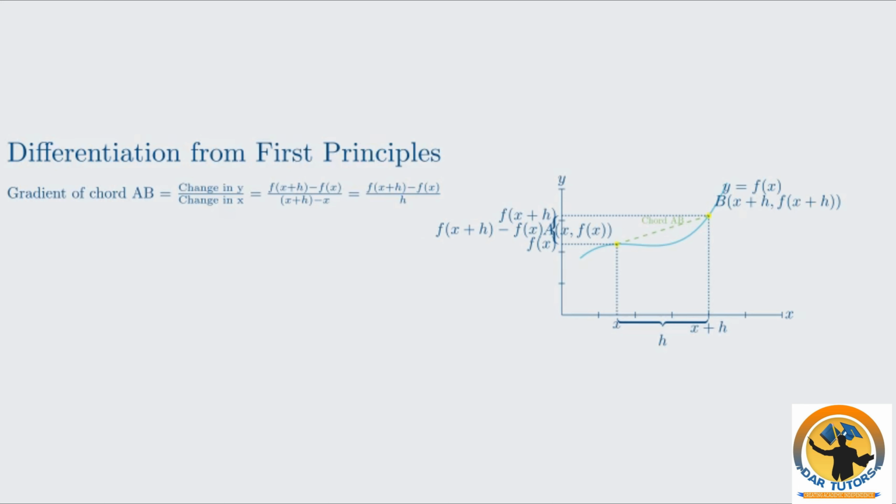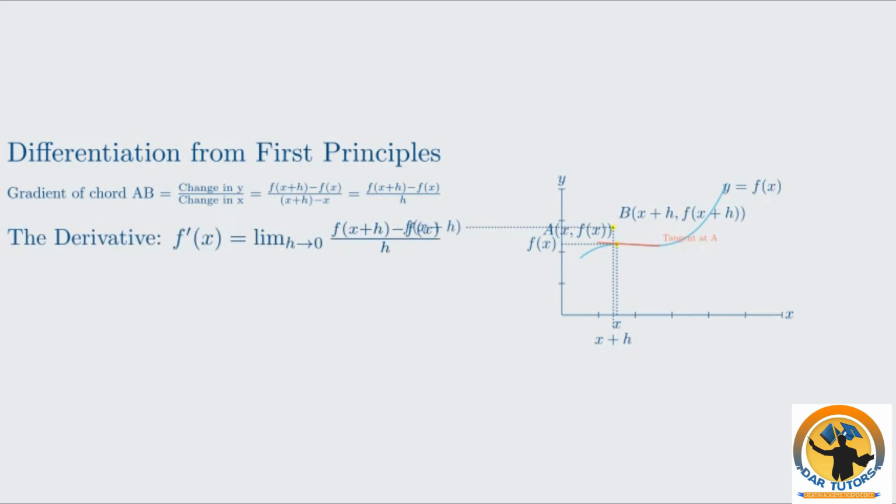This chord is an approximation of the tangent line. To make it a better approximation, we need to make point B closer to point A. We do this by making the distance h smaller and smaller. As h approaches 0, the chord AB becomes the tangent line at point A. The gradient of the chord approaches the gradient of the tangent.